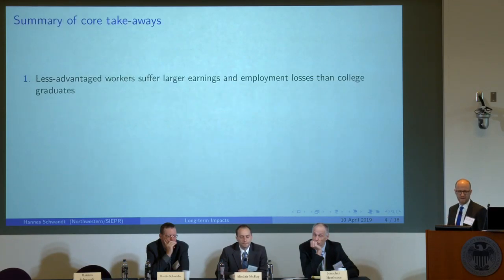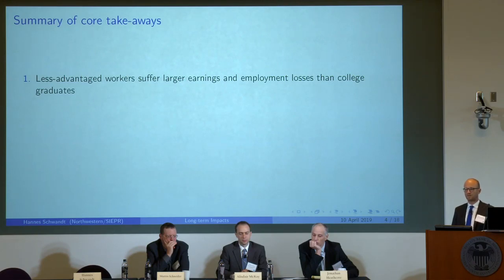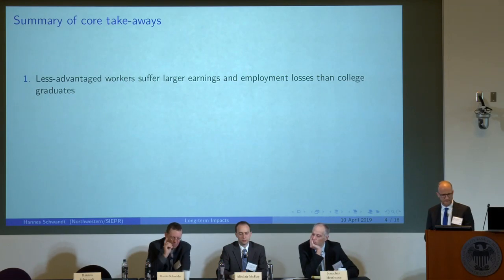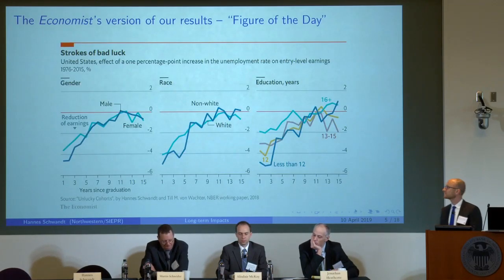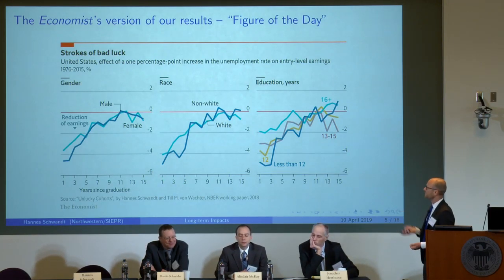Okay, what are our core findings? First, we show that less advantaged and less educated workers suffer at least as strong effects as college graduates on earnings and employment. And the Economist was kind enough to summarize our findings in their figure of the day. So what you see here, do I have a pointer somewhere? Yeah, perfect. So let's first look at the left figure here.